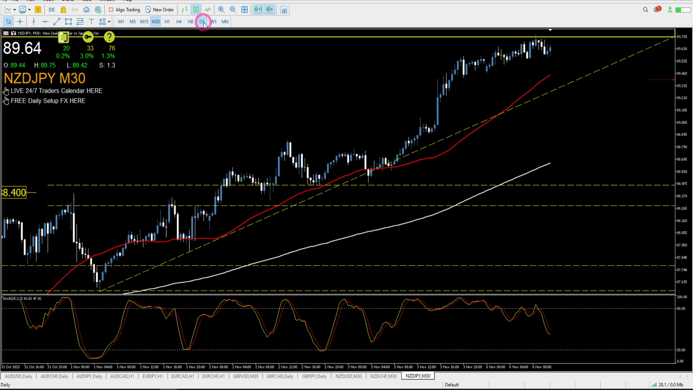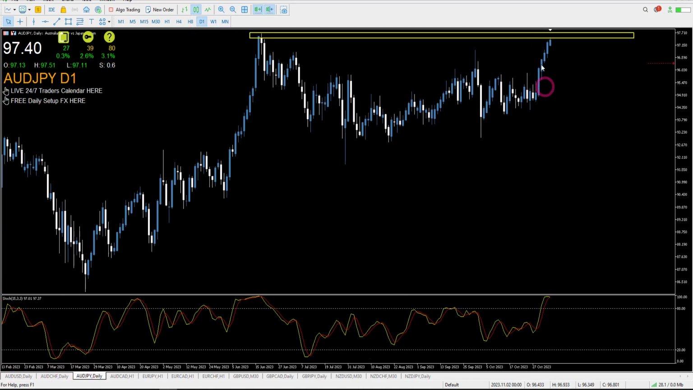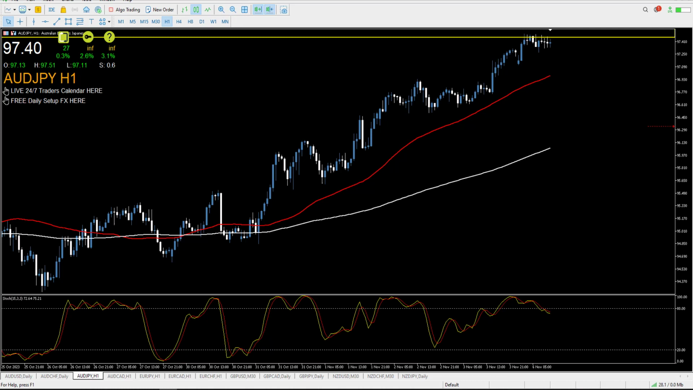Other markets on the move as well. Aussie yen, sorry, I've gone on to Kiwi then. Aussie yen started that bullish move to the upside. We've tried to catch this one a couple of times. I've been eyeing up this 50 MA, looking for a bounce. You can see that this market is moving aggressively, so we're not really getting a pullback to that.